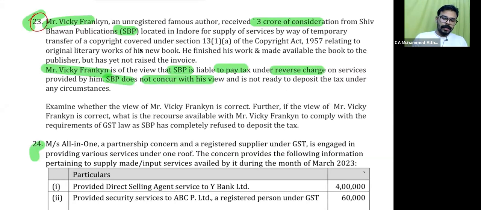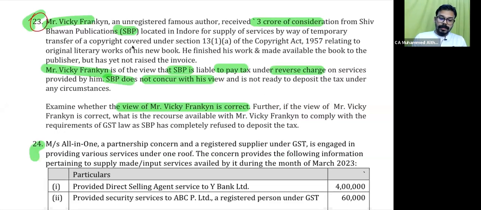So the first question: examine whether the view of Mr. Vicky Franklin is correct. Tell me, buddies, whether the view of Mr. Vicky Franklin is correct. Is he saying the correct thing? Mr. Vicky Franklin is saying that the publisher shall pay the GST. Is that correct? In case of an author, who has to pay the GST? Yes, publisher. Very good. The publisher shall pay the GST. Correct, that is correct.